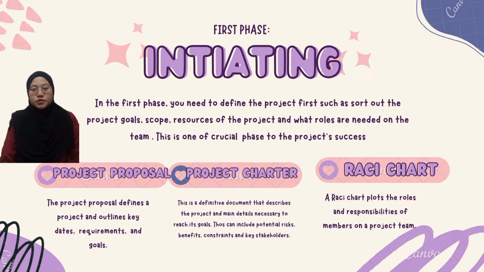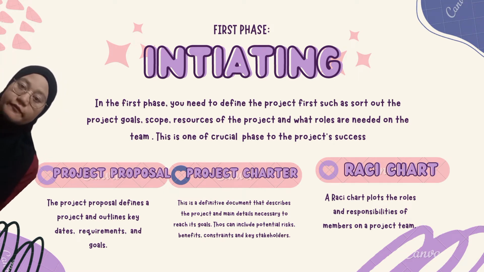In the first place, you need to define the project, such as sorting out the project's goal, scope, resources, and what roles are needed on the team. It is one of the crucial phases for project success. There are some steps in this initiation phase. One step is communicating with stakeholders to understand the purpose and desired outcome of the project.